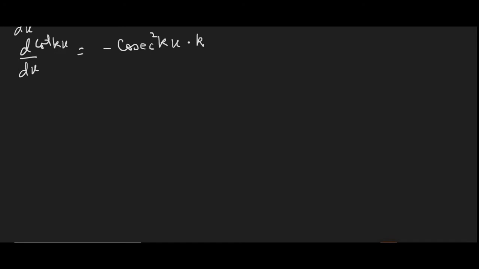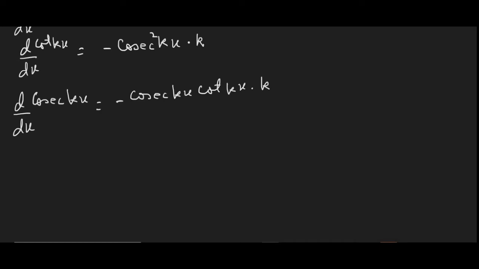And the last, d by dx of cosecant kx is equal to minus cosecant kx into cotangent kx into the value of the derivative of the angle. Now these are the 6 trigonometric derivatives.